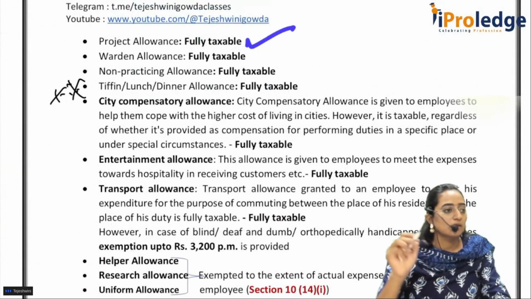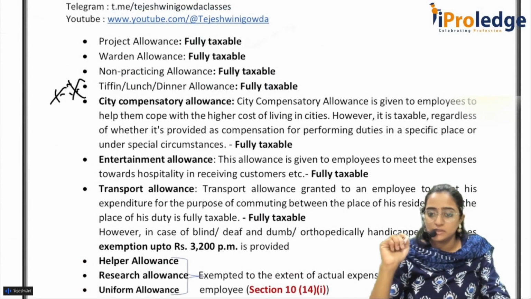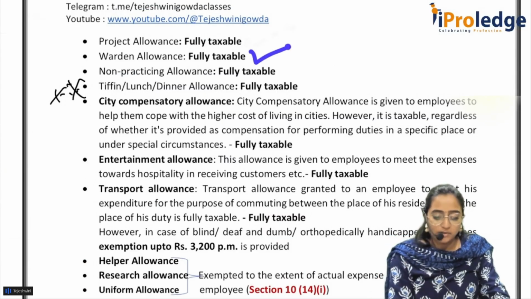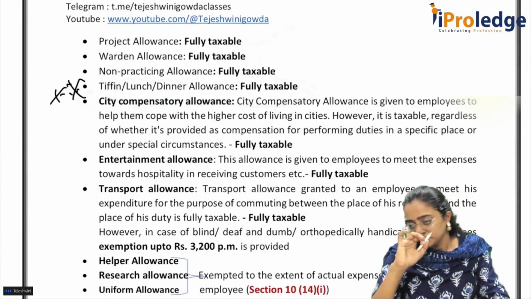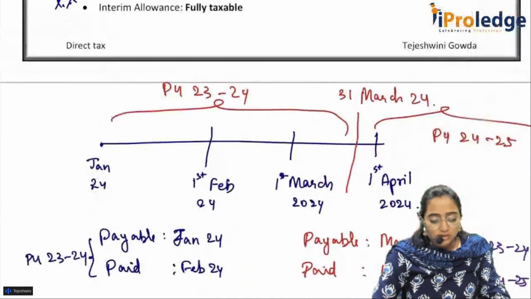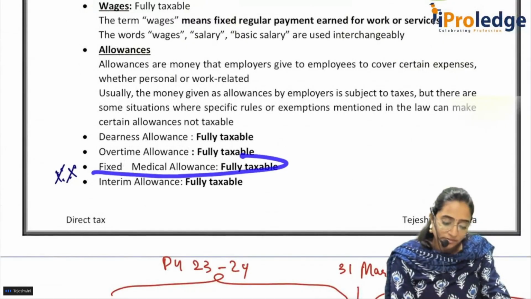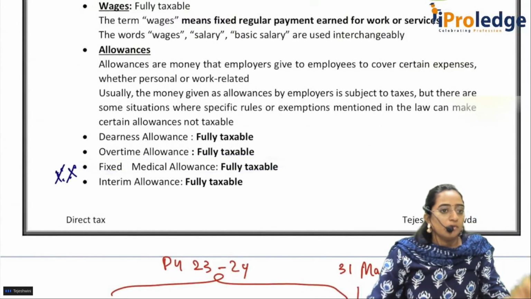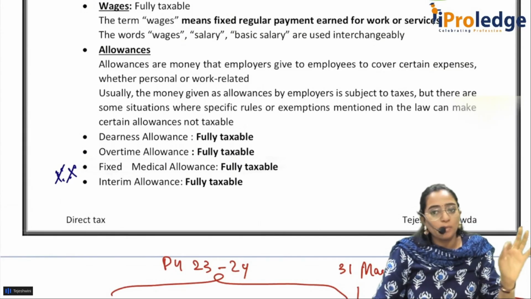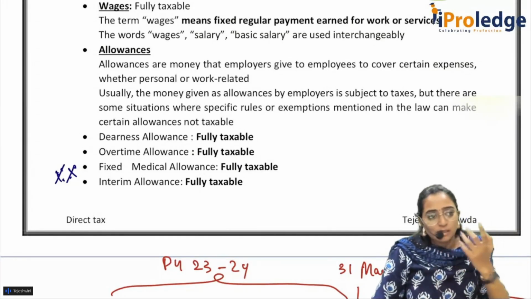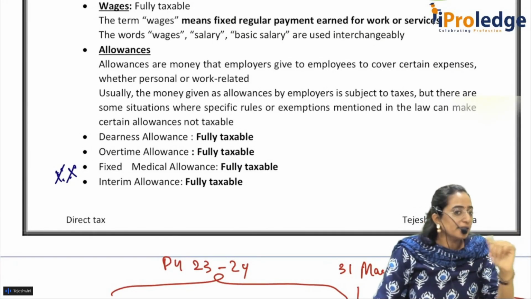Project allowance, fully taxable. Warden allowance, fully taxable. Non-practicing allowance, fully taxable. Tiffin and dinner allowance, fully taxable. Remember, this point is also important. Fixed medical allowance is fully taxable, and you have medical expenses perquisites in an upcoming point. That is going to be fully exempted.